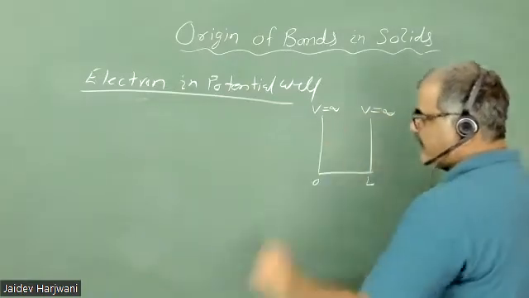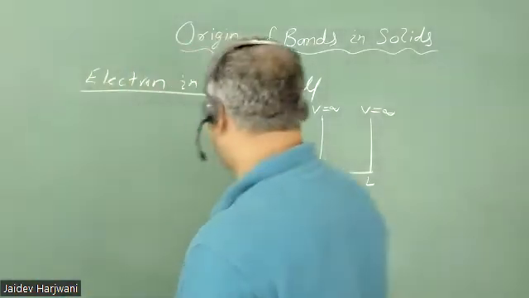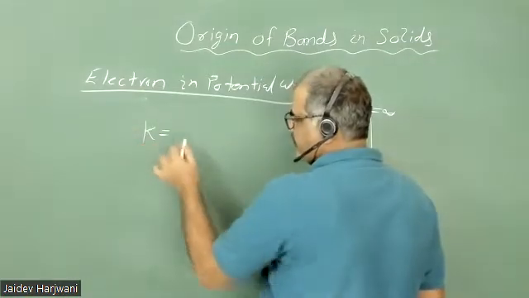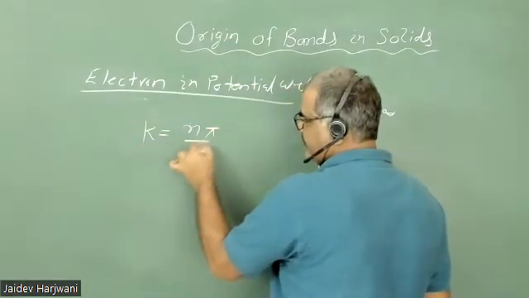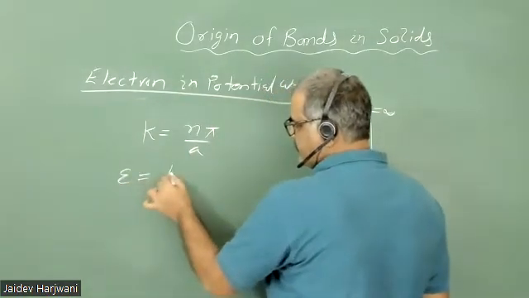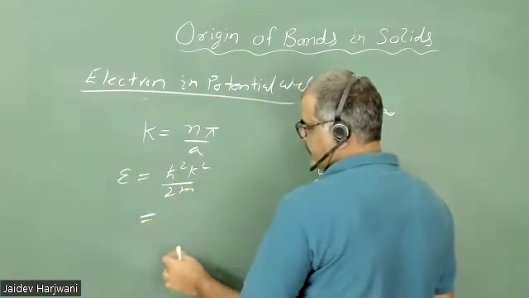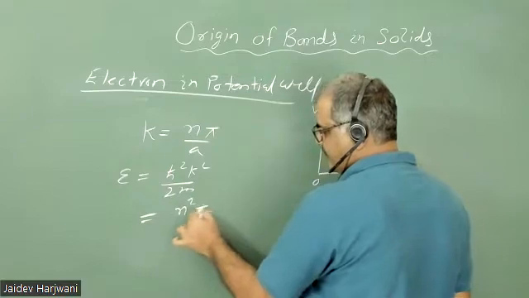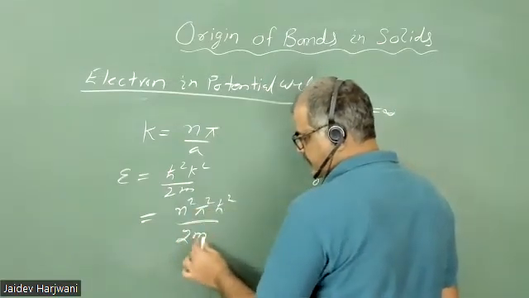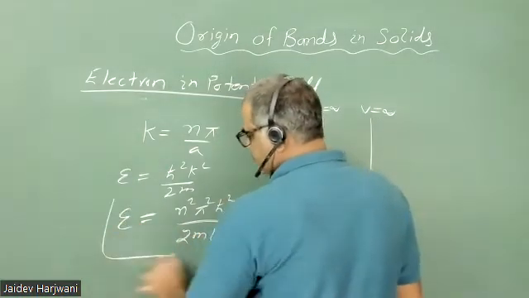So the particle is still free, but it is under the potential box. When the particle is in a box, the k values are not continuous, you have discrete k values. And if I calculate the energy, the energy comes out as h cut square k square by 2m. If you solve this, it comes out as n square pi square h cut square by 2m L square. So this is now your energy.